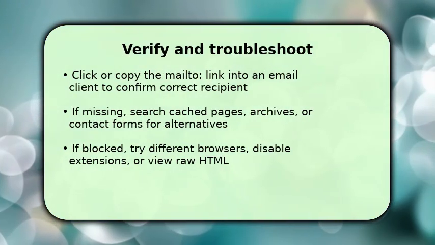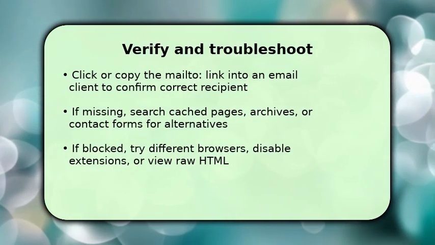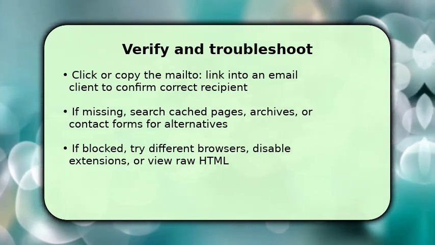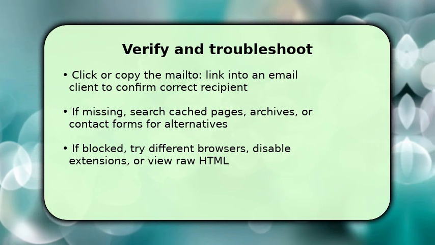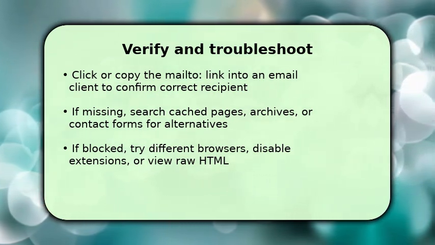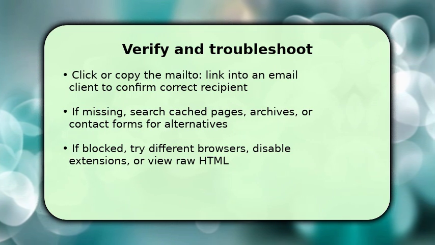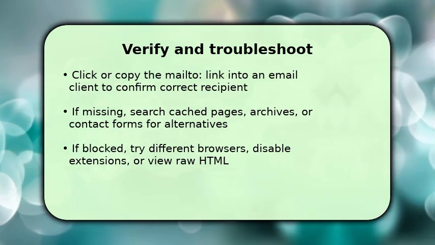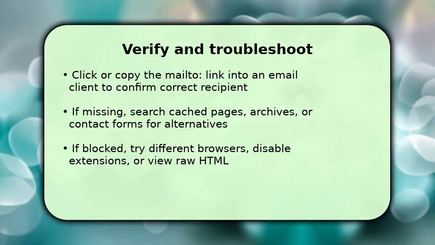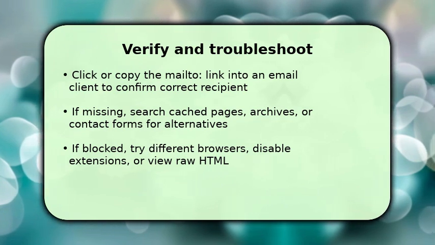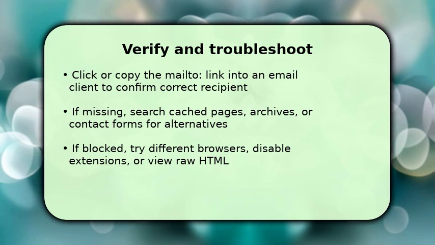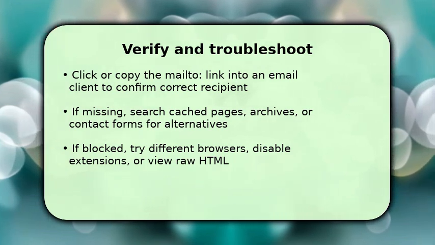Finish by verifying the link works. Copy or click the Mailto into your mail client and confirm the recipient and subject populate as expected. If nothing appears, search cached or archived versions of the page, check contact forms, or inspect related profile pages for alternate addresses. Make sure to try another browser, disable extensions, or view the raw HTML if scripts or blockers interfere. Troubleshooting tip: if an email is still hidden, take a screenshot and retrace the steps in a clean profile so you can isolate the cause.